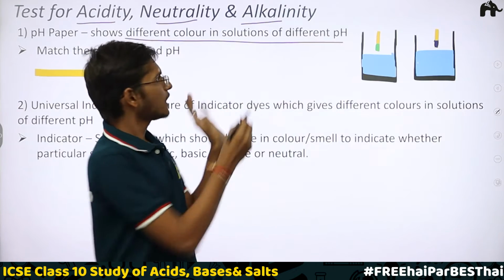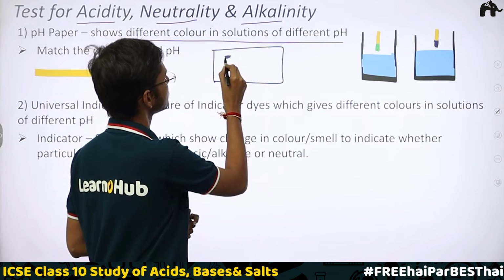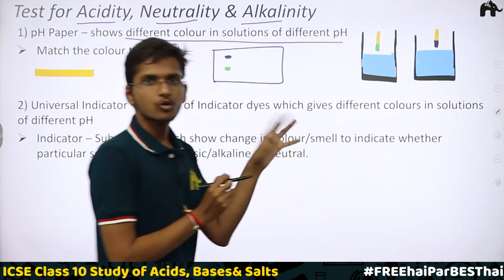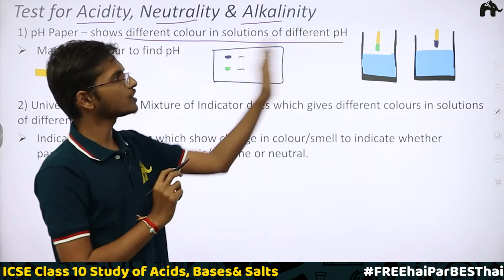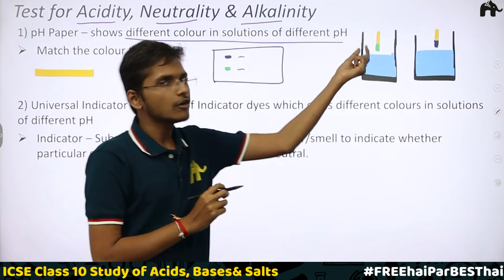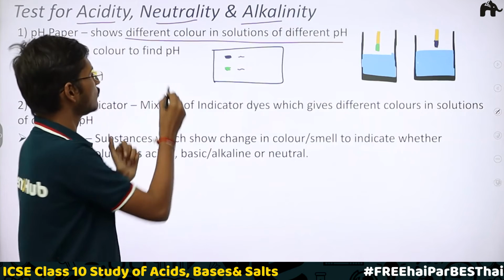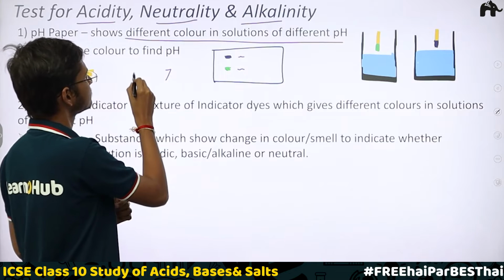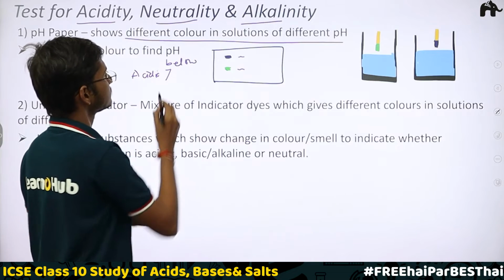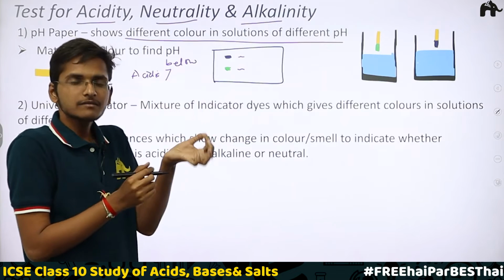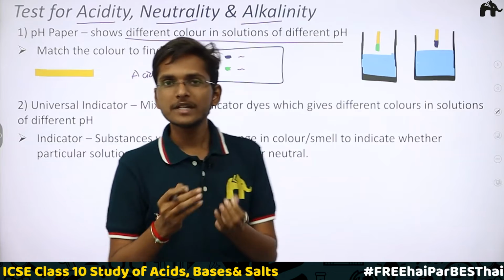Now I would have a paper on which there are different colors, and in front of each color a particular pH value is written. We just match the color we found on the pH paper with the color on this paper, and then we get the value of the pH. If the pH value we got is below 7, then it is acidic. If it is above 7, we know it is alkaline or basic. If it is 7, then it is neutral. So this is the simplest way to find the pH of a solution.